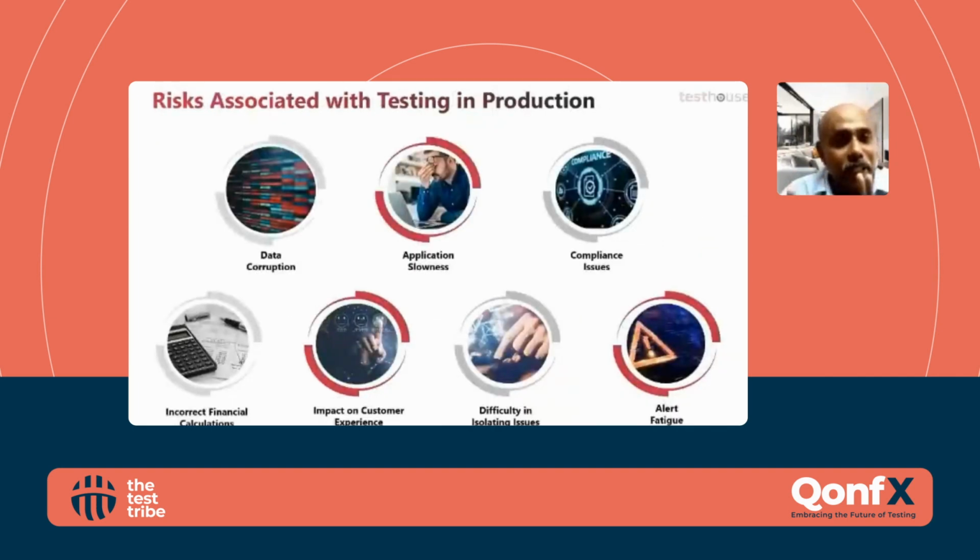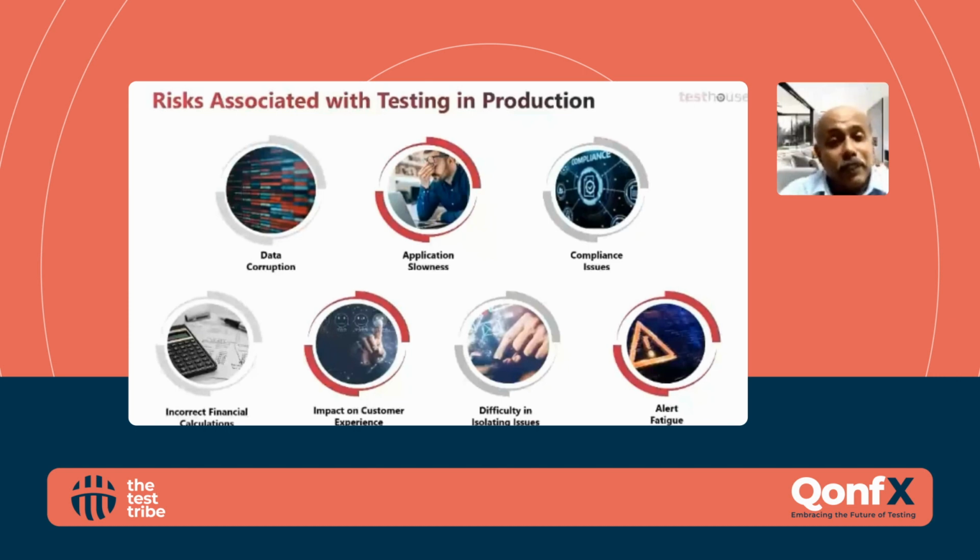When you're doing testing in production, you should also be aware of the risk that it can actually cause. One is basically if you're trying to actually put an unstable code into production, there's a good chance that you can actually go and corrupt the data that is already there. It can definitely cause application slowness.